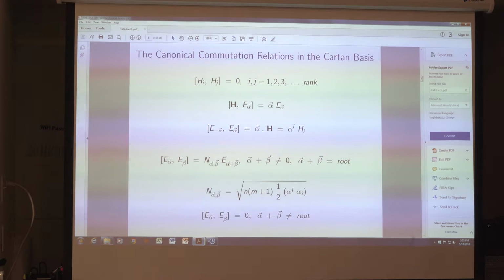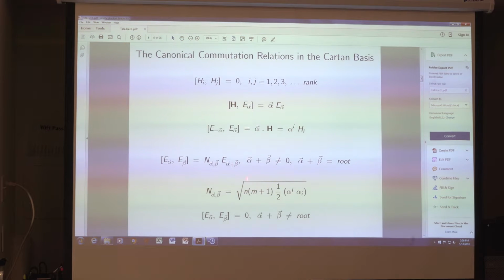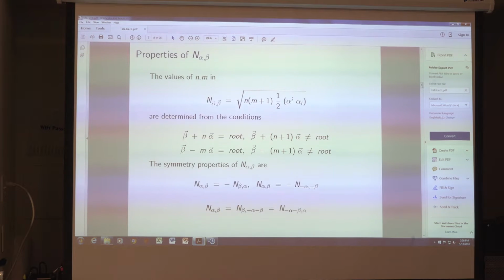Okay, can I proceed? Let's look at the properties of the capital N, the structure constant associated with the pairwise commutator of generators which are outside the Cartan basis generators. Remember, I wrote this capital N and M here. They're integers, and what are the properties of those integers? These values of N and M are determined by these conditions.